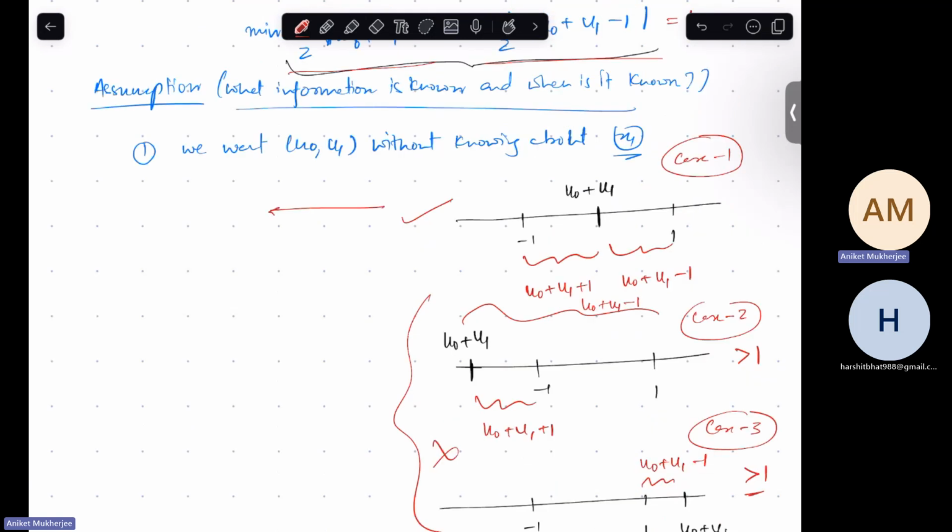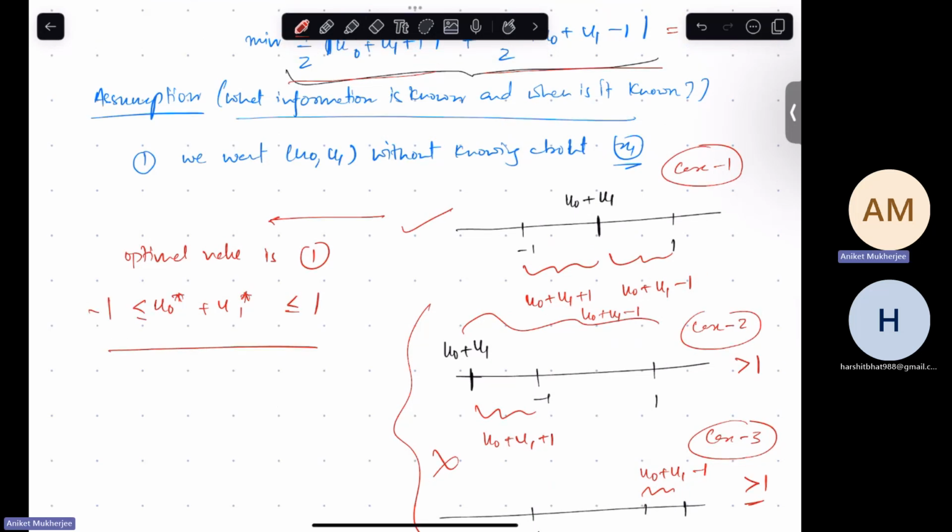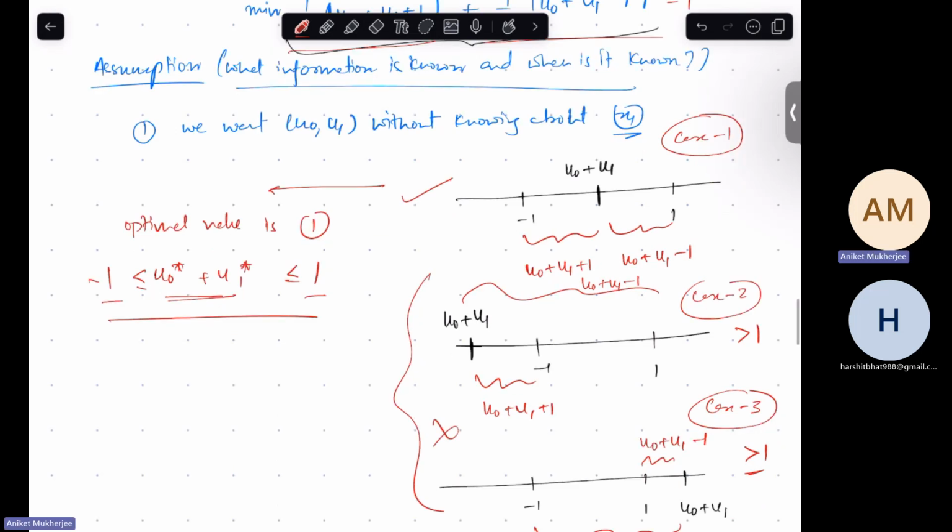And so the optimal value is 1. But what are u0 and u1? u0 and u1 just need to be such that their sum lies between -1 and 1, right? So you just choose u0 and u1 such that the sum of those lies between -1 and 1, and the optimal value you get is 1.